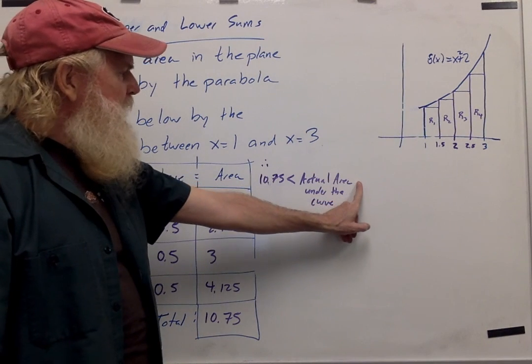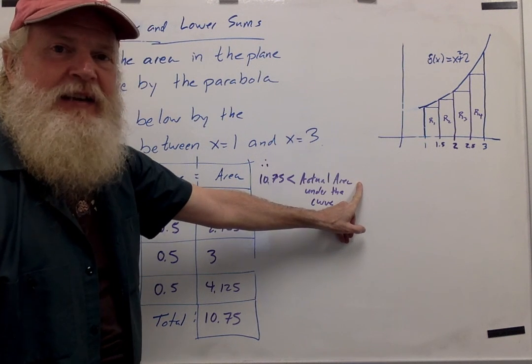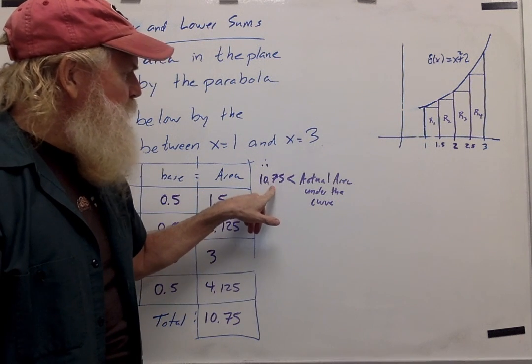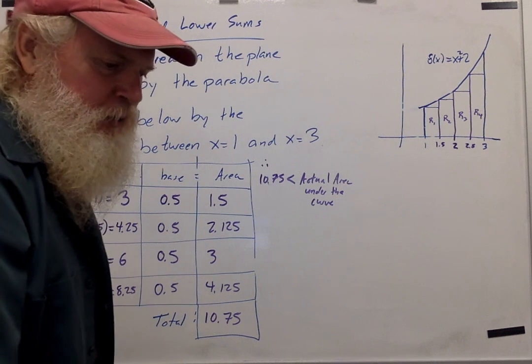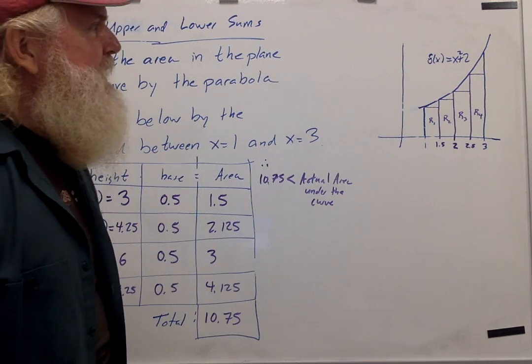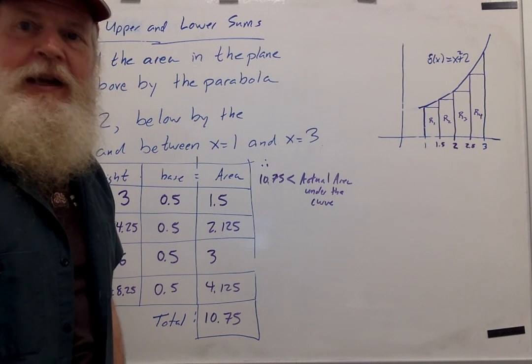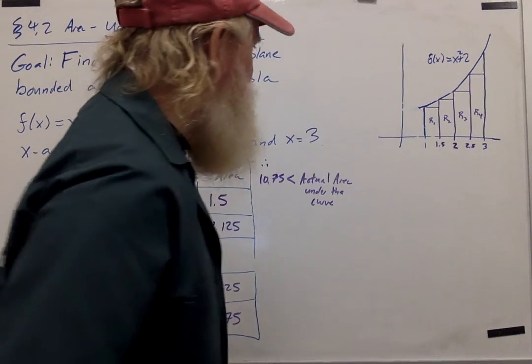So at this point, I don't know whether the actual area is going to be 10.8 or 12 or 15. I know that it's bigger than 10.75, but I don't yet have an upper bound. So what I'd like to do next is come back, and instead of using rectangles that lie underneath the curve to get a lower bound, I'm going to use rectangles that lie outside the curve to get an upper bound.